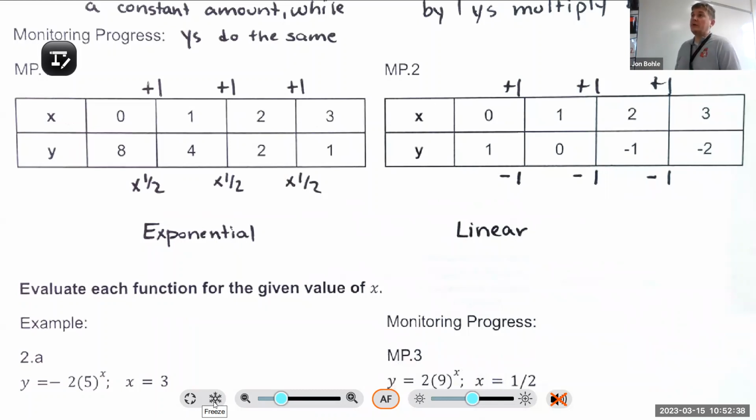Okay, and then the right one, x is increased by 1, y is decreased by 1. That's a linear function. Is there anything I can clarify on that little block? The example 1 block. So just what we did.